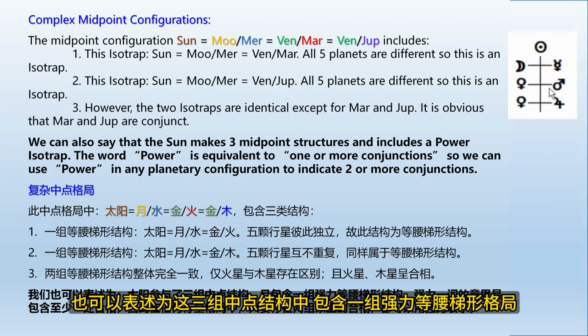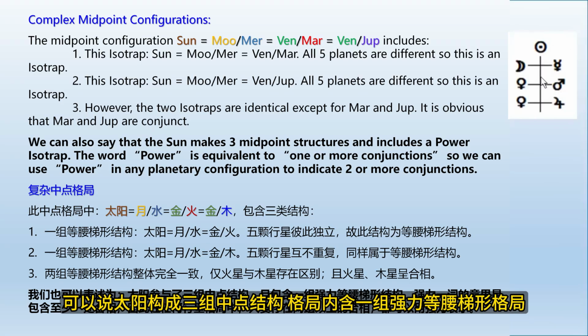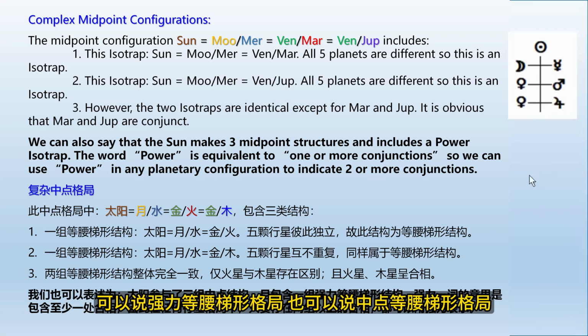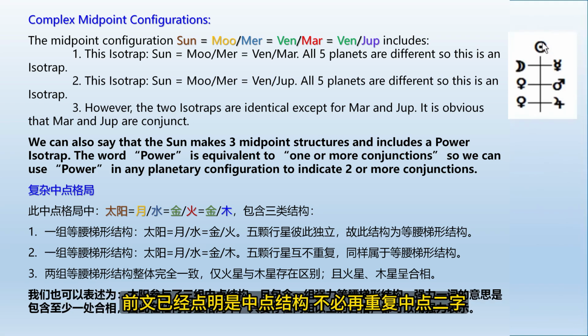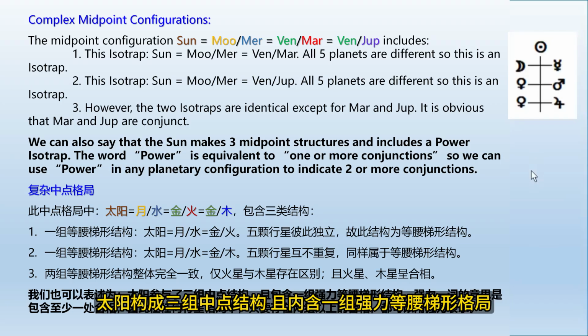Okay, we can also say that the three midpoint structures includes a power isotrap. Ooh, that's even better. How cool is that? So I could say Sun makes three midpoint structures, and it includes a power isotrap. You could say power isotrap or midpoint isotrap. You don't need to say midpoint because we've already said it's a midpoint thing. So the midpoints are forming isotraps. I love this way of describing it: the Sun makes three midpoint structures, and it includes a power isotrap.